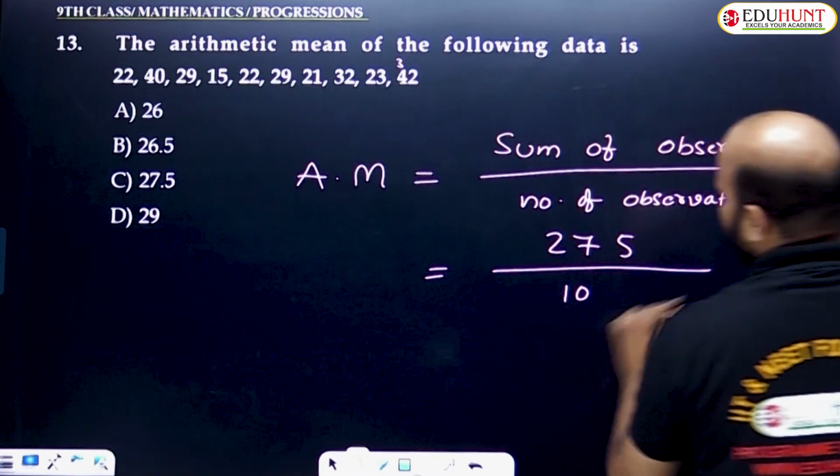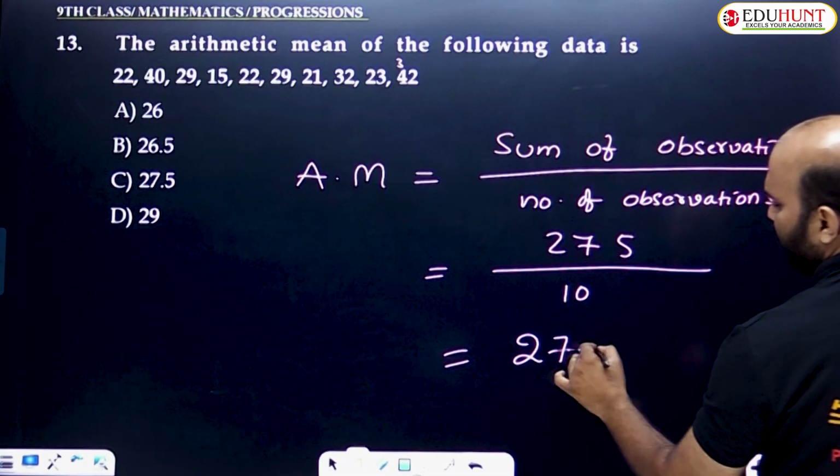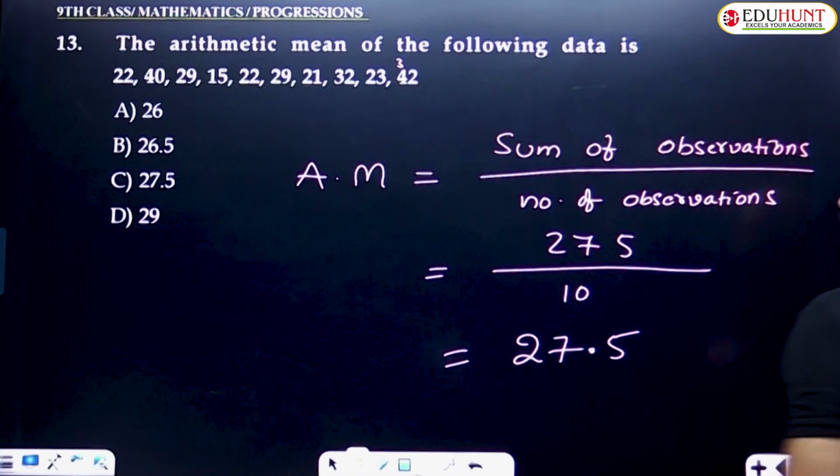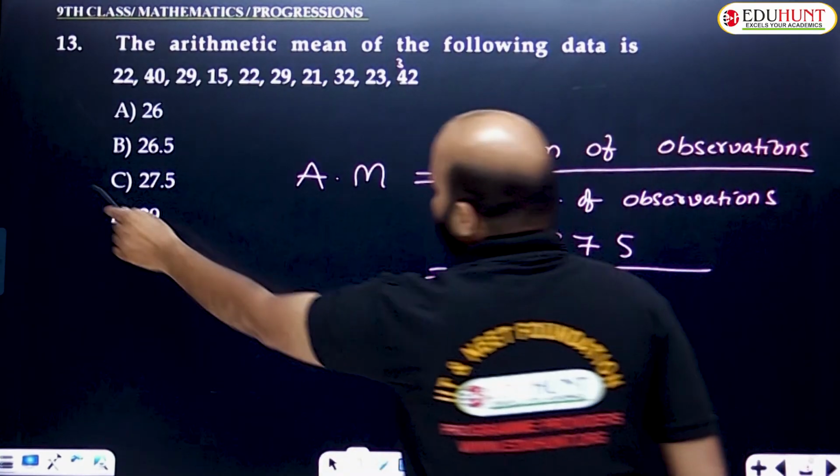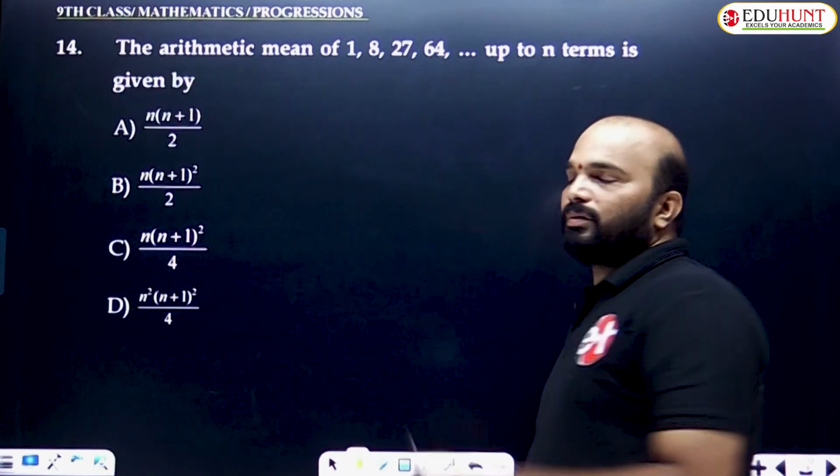What is the total? 275 divided by 10 can be written as 27.5, because dividing by 10 means the decimal point is placed after one place. Yes, option C is the right answer: 27.5. So let's go to question number 14.